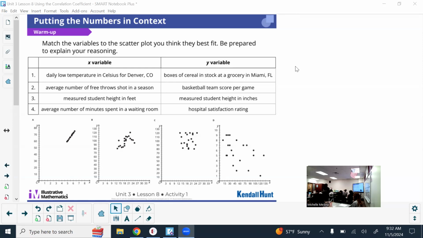We learned what it means for something to be strong versus weak and positive versus negative. Now we're going to relate it to the real world context.